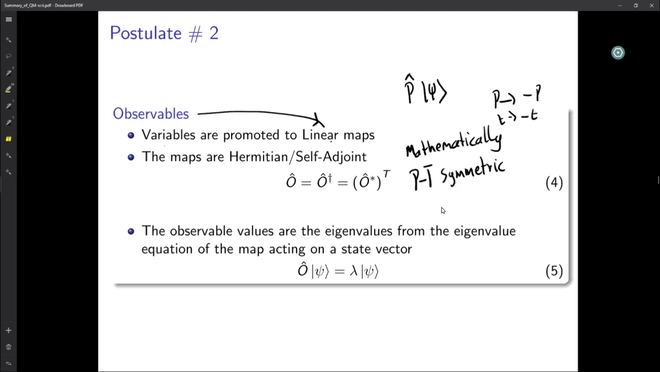Now, I talked about extracting information. What did I mean by that? So if I act on a particular state vector with an observable, the only physically observable values that I get are the eigenvalues of the state vector. So this is called an eigenvalue equation. And this basically means that when I apply this operator on the state vector, nothing happens to the state vector other than the fact that it's scaled. It's scaled by a factor of lambda.